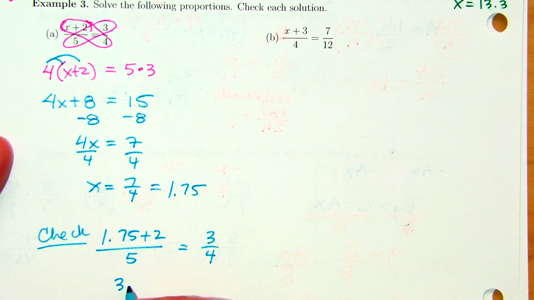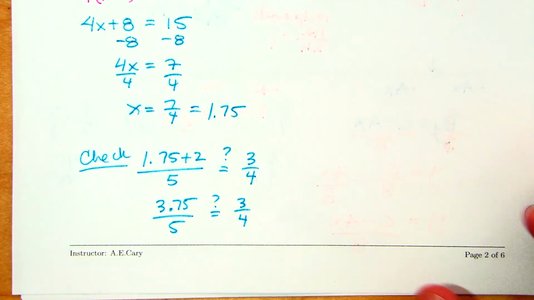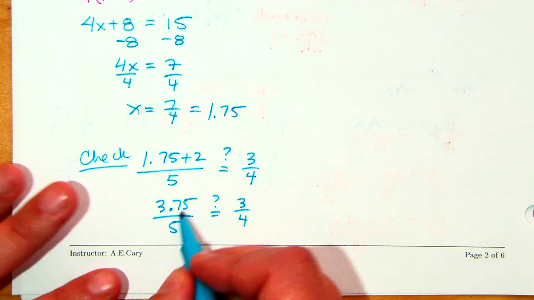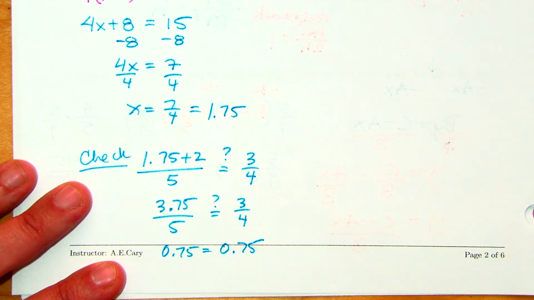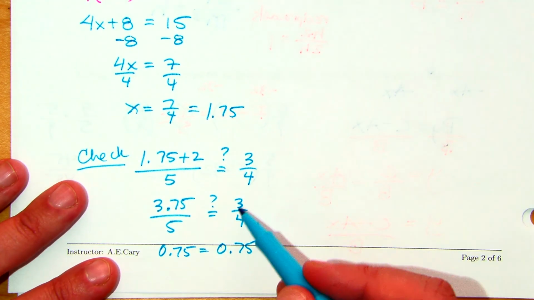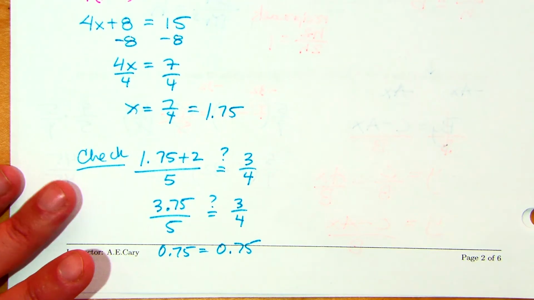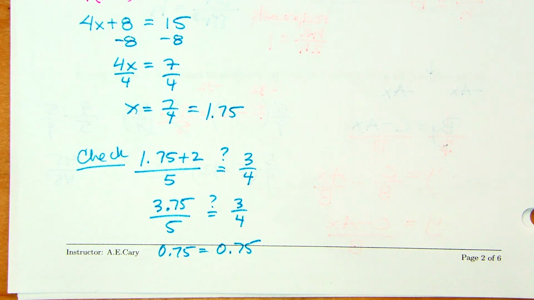So here we have 3.75 divided by 5. Is it equal to 3/4? And at this point, I might just go ahead and put them both in on the calculator. And you should get here 0.75 equals 0.75. And I know that because 3/4 is 0.75. Does 3.75 divided by 5 give you 0.75? Try it on your calculator.